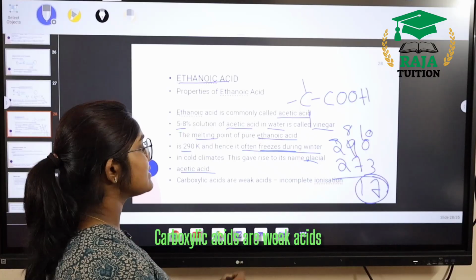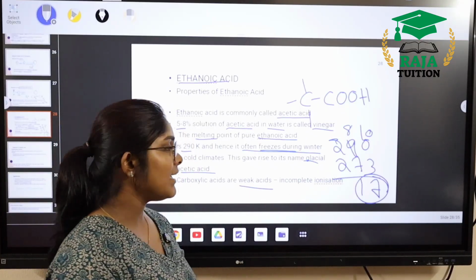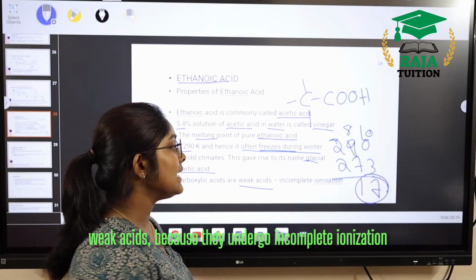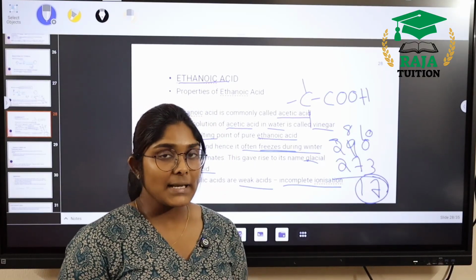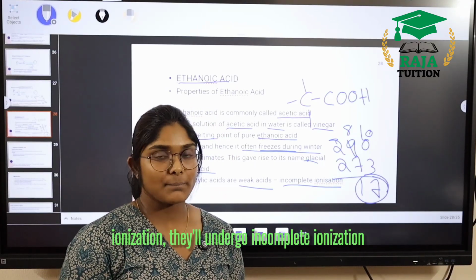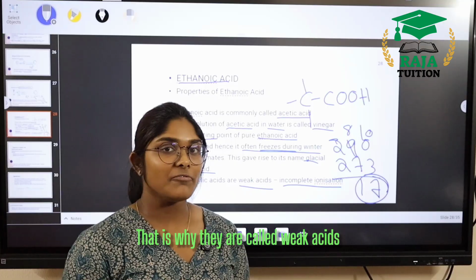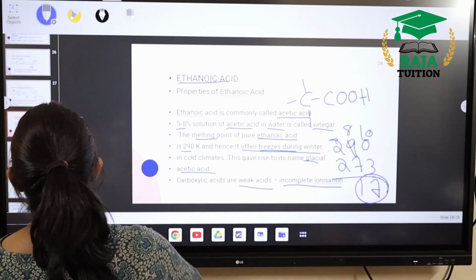Carboxylic acids are weak acids because they undergo incomplete ionization. They do not undergo complete ionization, they undergo incomplete ionization. That is why they are called weak acids.